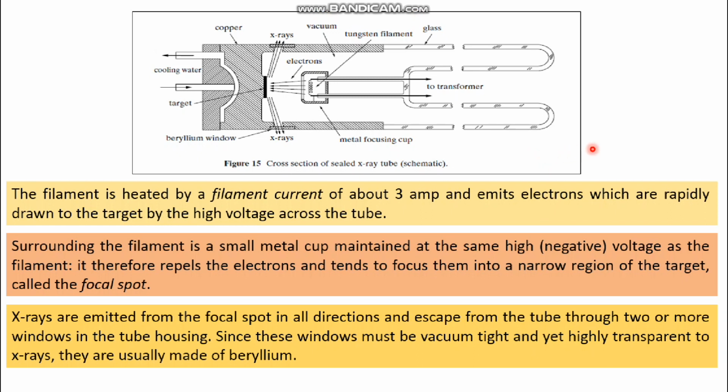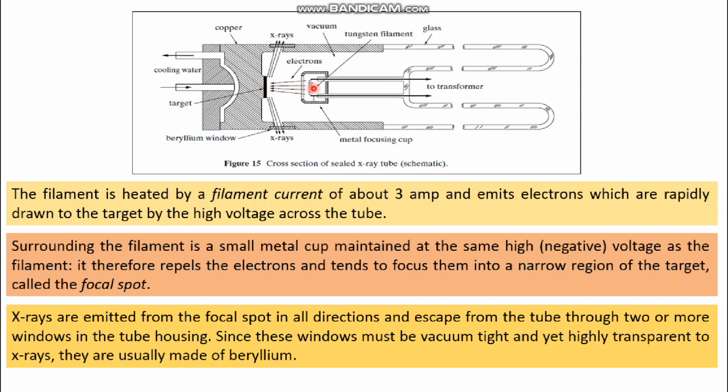Now, if we see the cross-sectional area of the X-ray tube, the filament is heated by a filament current of about 3 amperes and emits electrons which are rapidly drawn to the target by the high voltage across the tube. Surrounding the filament is a small metal cup which is maintained at a high voltage which is negative in nature, as that of the filament. It therefore repels the electrons and tends to focus them towards a narrow region called the focal spot.